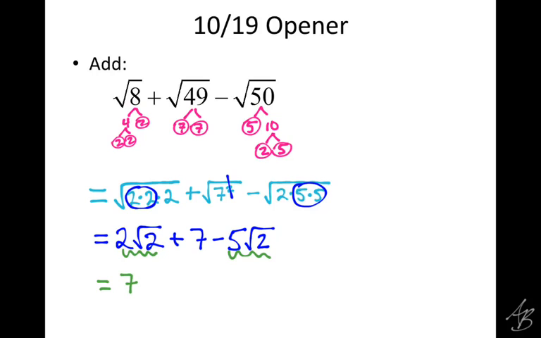And then when we combine the 2 square root of 2 and the negative, this is negative because that's a minus in front, the negative 5 square root of 2, what's 2 minus 5? Negative 3. And we've got that square root of 2 on there. So we get 7 minus 3 square root of 2.